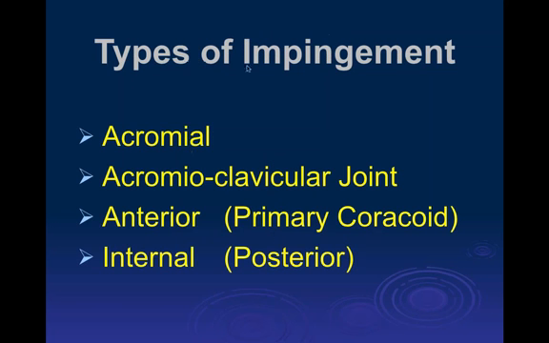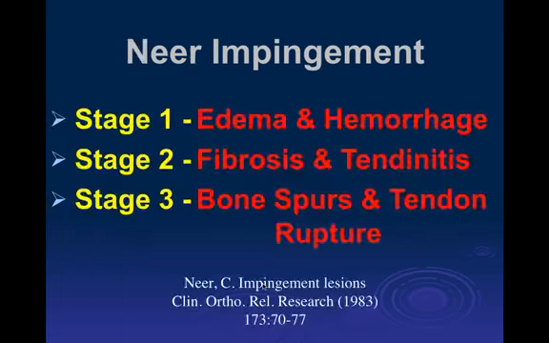So looking at impingement, it can be divided into four different overall types. Acromial impingement from the acromial process itself, disease at the acromioclavicular joint, then anterior impingement, also called primary coracoid impingement, and then internal impingement, which is also called posterior impingement of the shoulder.